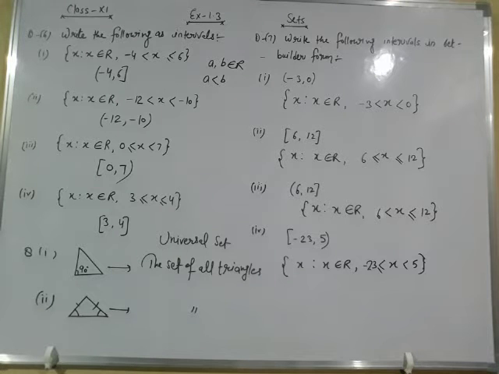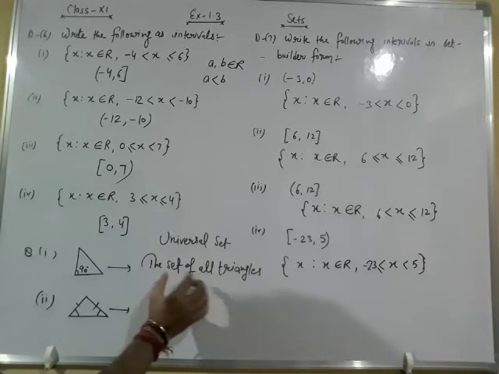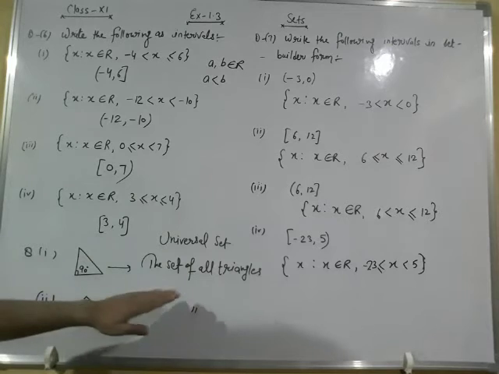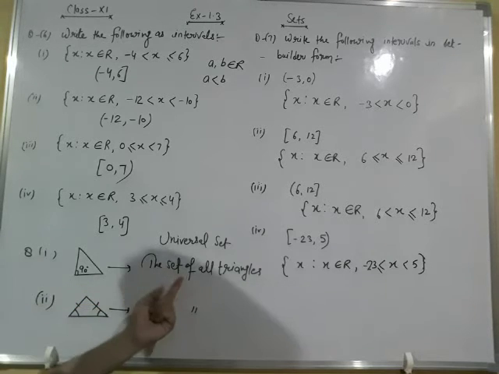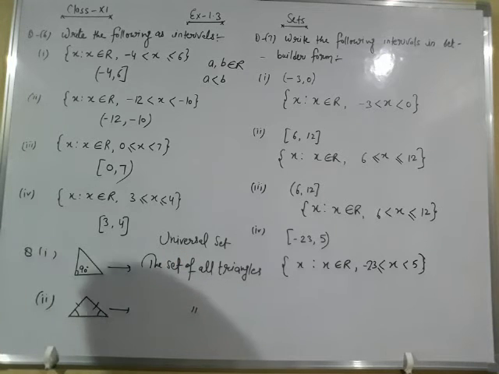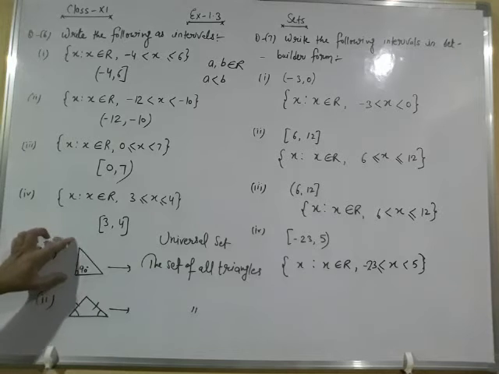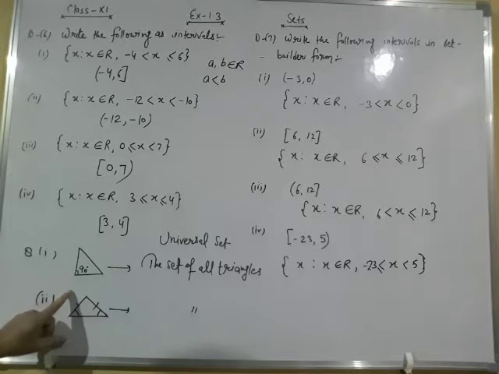Okay, so if we have a universal set like this, the set of all triangles, and all kinds of triangles belong to this set, therefore this set will be treated as a universal set for the set of right triangles as well as the set of isosceles triangles. Okay, so this is the answer of question number 8.